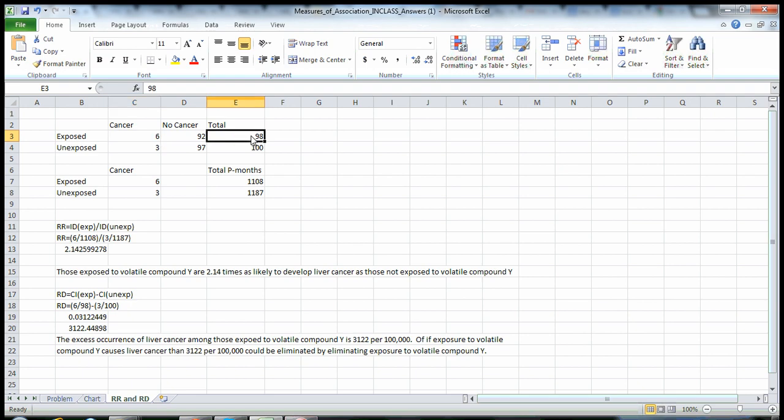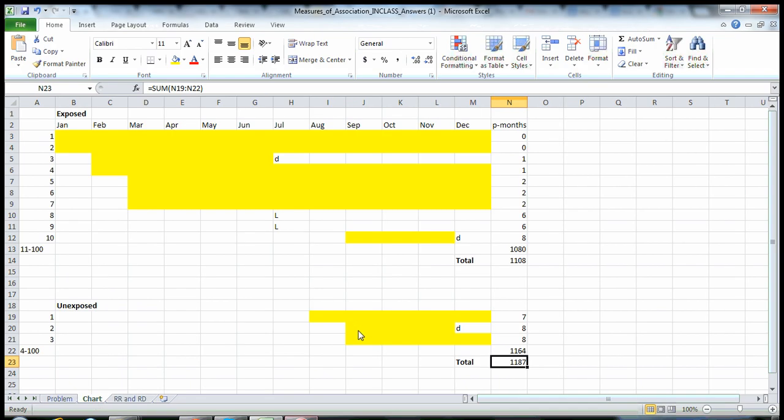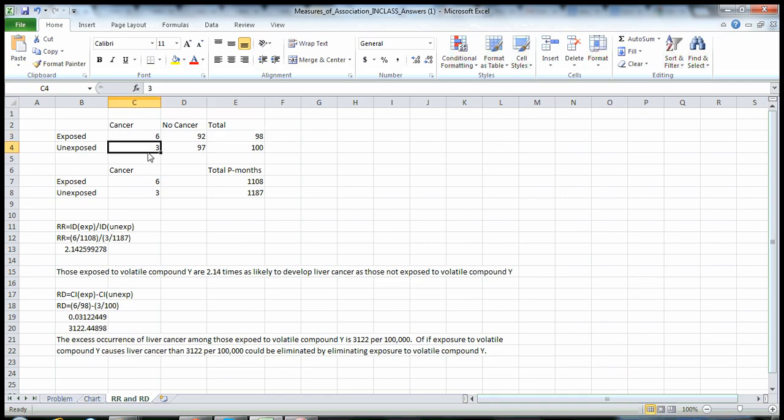Remember, those 2 individuals who came into the study with disease do not count in our total population. Now we need to go back and look at our unexposed. Again, we know we've got 3 people who developed disease during the study, and it looks like our entire population was at risk at the beginning of the study. Nobody came in with disease or was for some other reason not at risk of developing the cancer. So we've got 3 people who developed disease, 97 individuals who did not, for a total of 100.